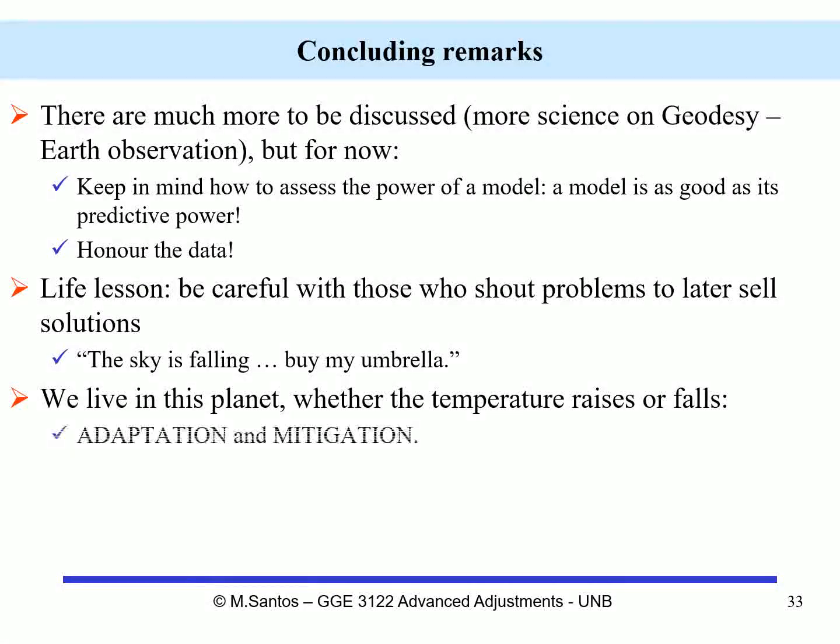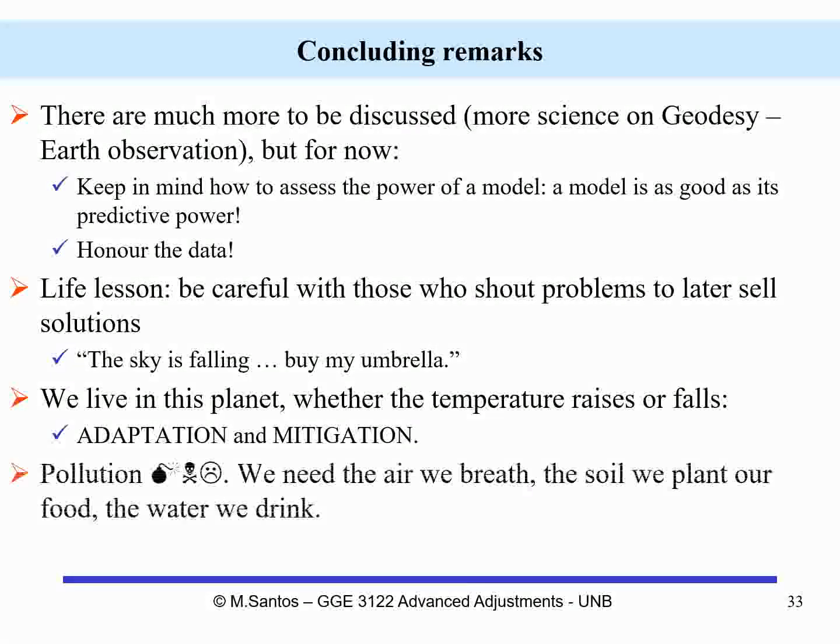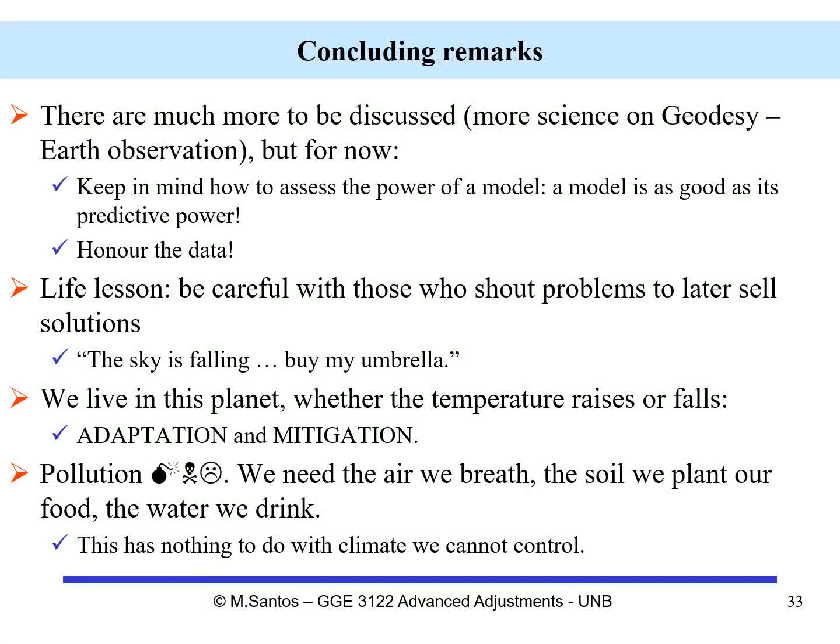We have to keep doing what we have done as a species, which is adaptation and mitigation. Pollution, yes, we have to take care of pollution. We need the air we breathe, the soil we plant our food, and the water we drink. That is our responsibility. I think we have technology to look at that. I honestly don't think we can control the climate. That's what I prepared for you.